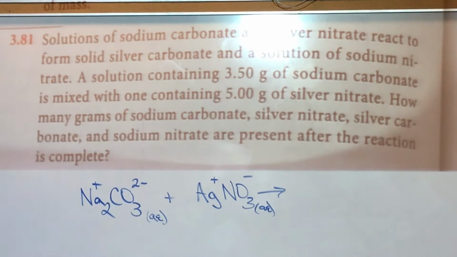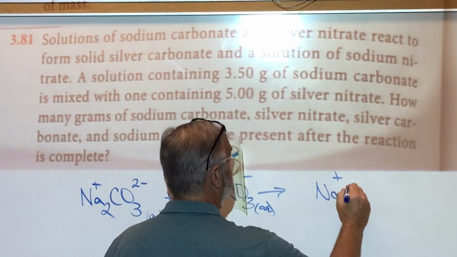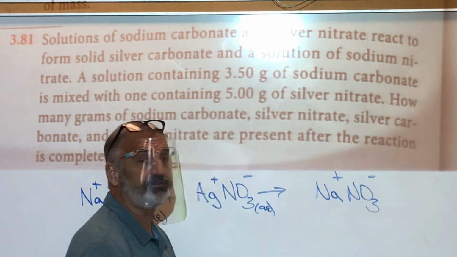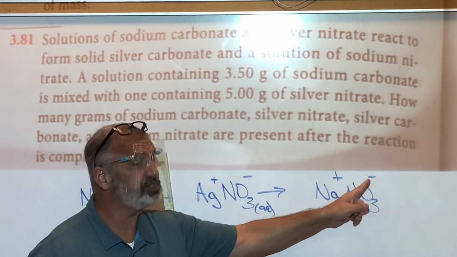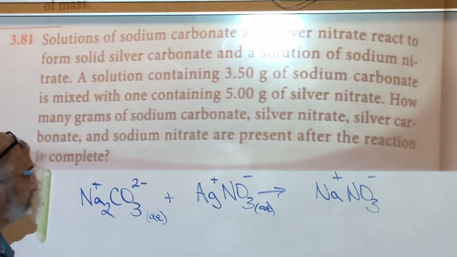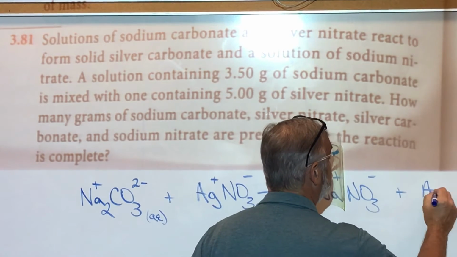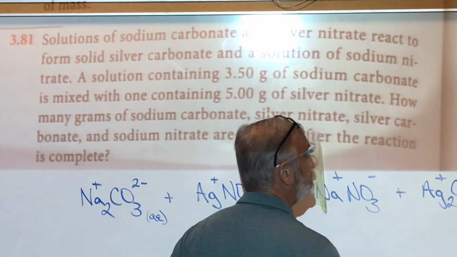Now what type of reaction is this? A double replacement, so they're just going to swap. So sodium's going to go with nitrate, silver's going to go with carbonate. You always write the positive one first. So it doesn't matter which order we go. So we're going to make sodium nitrate. And you balance the charge first. Don't worry about that it's a 2 here. That 2 doesn't necessarily carry. Balance these charges first. We'll balance atoms later with coefficients. Plus silver carbonate, which would be Ag2CO3.